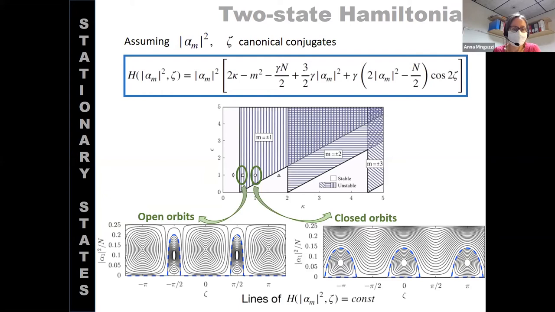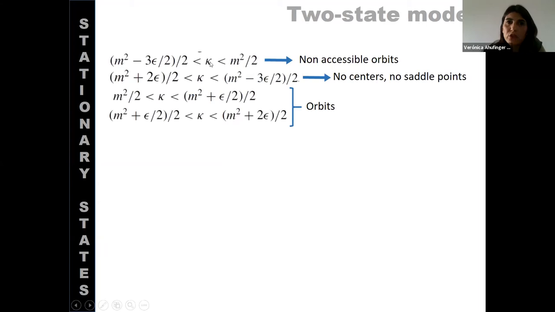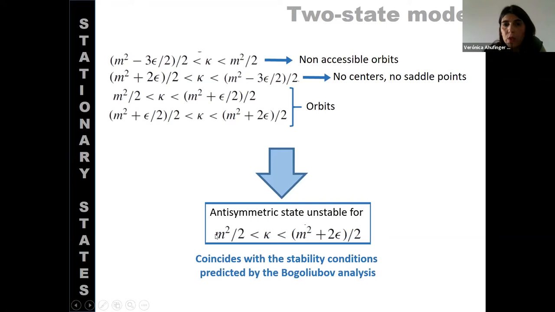Then what we have analytically is the range of tunneling rates for which each behavior occurs. Putting it all together, we can get the range of the tunneling rates for which the antisymmetric state is unstable. And what we found is that it coincides with the stability conditions predicted by the Bogoliubov analysis.